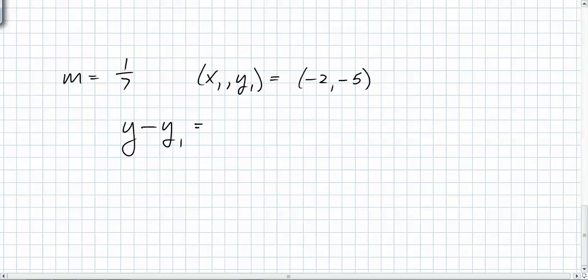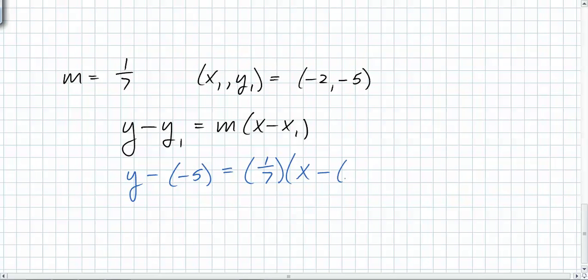Let's do another example. Let's make up a slope and say that, I don't know, m is equal to 1/7, and our point, x1, y1, this is any point that the line goes through, is equal to, say, I don't know, negative 2, negative 5. Again, it's y minus y1 is equal to m times x minus x1. And remember, x1 is going to be substituted in just like y1 and m. So we end up with y minus negative 5 equals m, which is 1/7, times x minus negative 2. Keep track of all these negative signs.